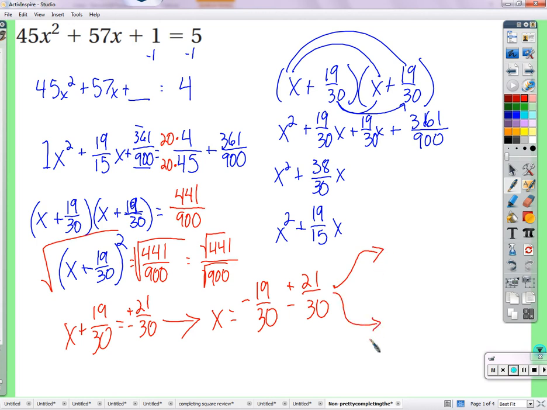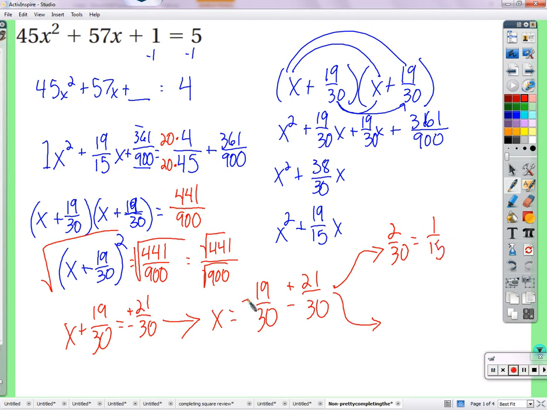Okay, so let's just take the positive for a second. Add 21 thirtieths. What's negative 19 thirtieths plus 21 thirtieths? It's 21 thirtieths minus 19 thirtieths. Right, negative plus positive. So what is it? 2/30, or 1/15.